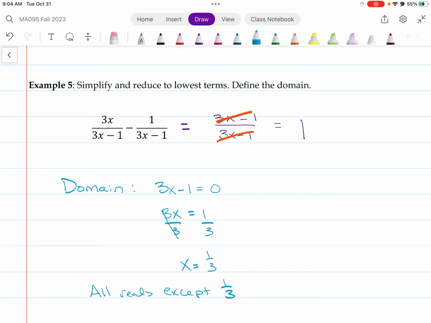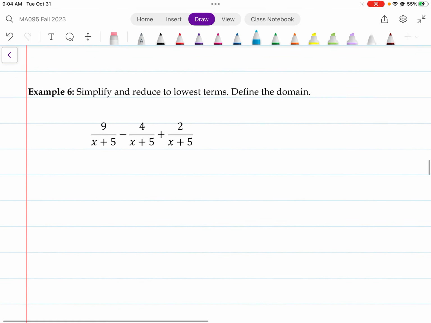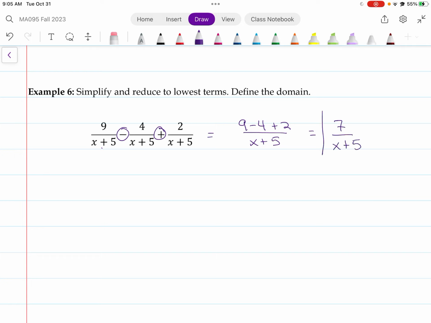All right, so let's try another one. So pause the video and give this one a try. All right, so as you see, x plus 5 is the denominator of all 3 of those. So be careful. We've got a minus and a plus. So we're going to say 9 minus 4 plus 2 all over x plus 5. All right, so we will get 9 minus 4 is 5 plus 2 is 7 over x plus 5. So our simplified version of this is that one right there.